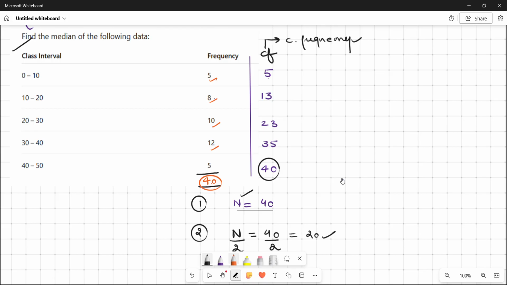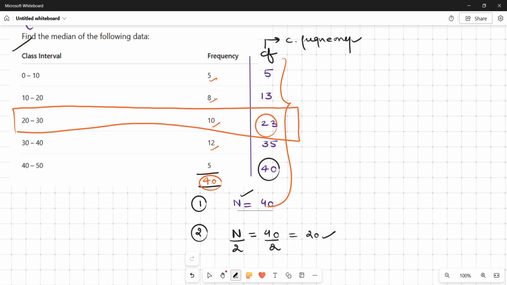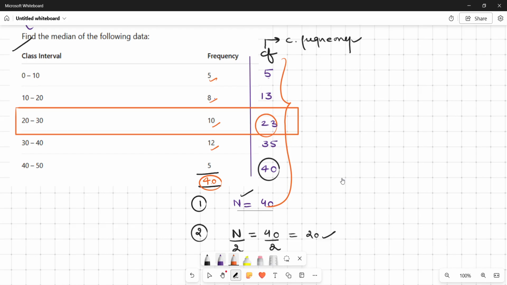Now the next step is, in the cumulative frequency part, you have to find that frequency which is just greater than 20. In these frequencies we can clearly see this 23 is just greater than 20. Although this 35 is also greater than 20, what I am saying is just greater than 20. So this 23. Now we are able to find our median class. This is our median class.